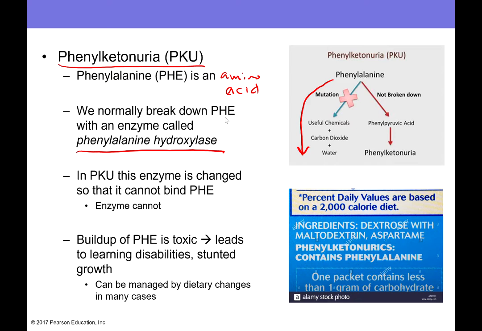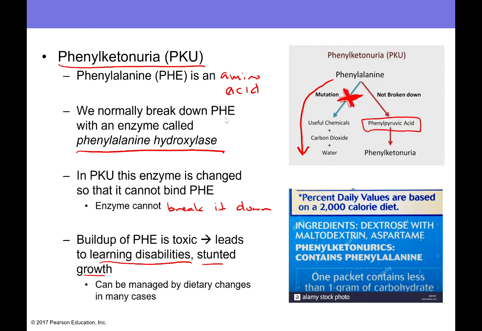The enzyme is broken. It's unable to bind phenylalanine. The enzyme is changed so that it cannot bind phenylalanine, and so the enzyme cannot break it down. And so what happens is it gets converted into something called phenylpyruvic acid, which when it accumulates is toxic. And it can lead to learning disabilities and stunted growth if not caught in time. Thankfully, it can be managed by dietary changes in many cases.